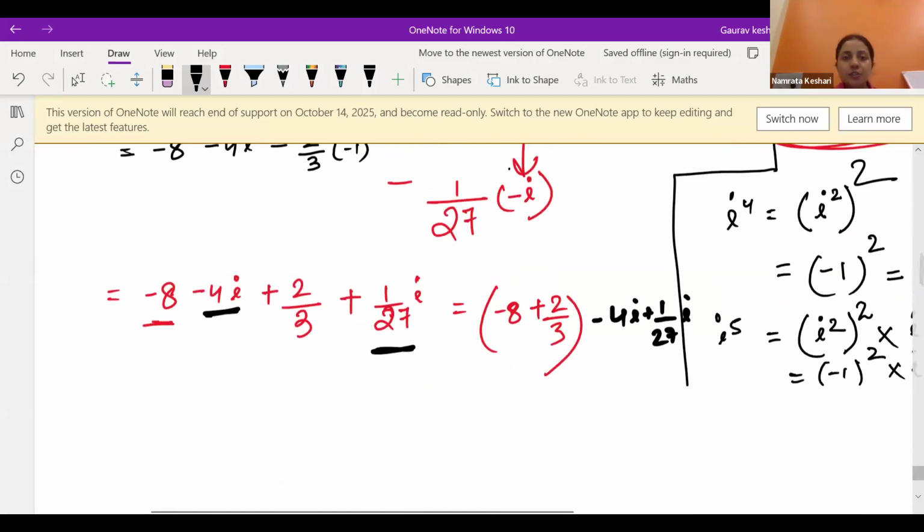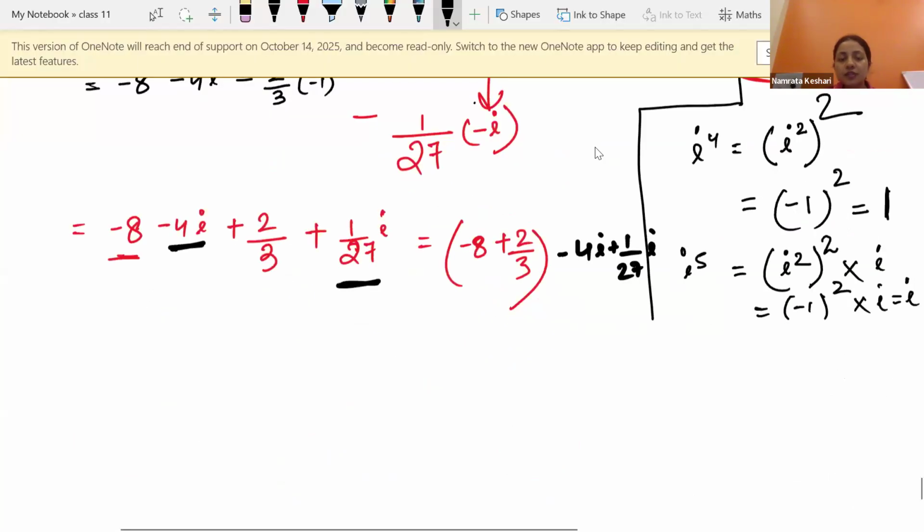So minus 8 plus 2 by 3. LCM will be 3 over here. You will have minus 24 plus 2. And here this minus 4i plus 1 by 27i. I'm showing over here.